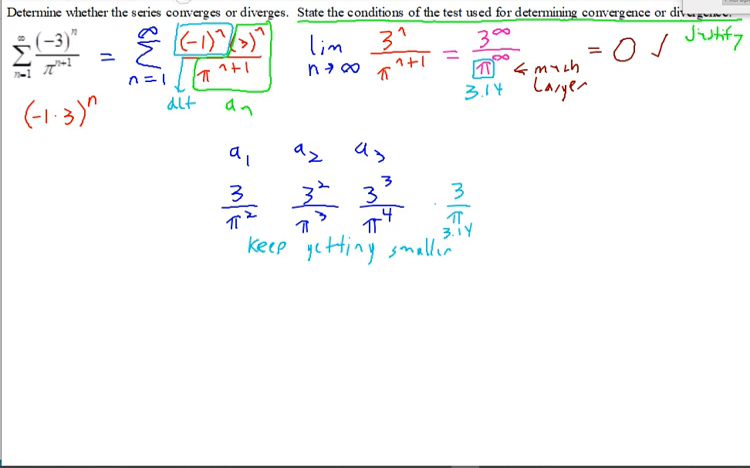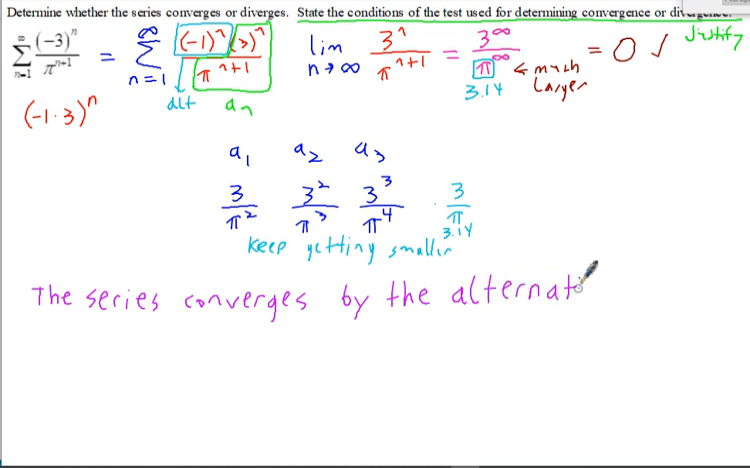Since we're going to justify these, whenever you're justifying something, it's a more proper form to write a complete sentence. So we can say the series converges by the alternating series test. First reference the test. Pretty easy. So you do need to know the names.